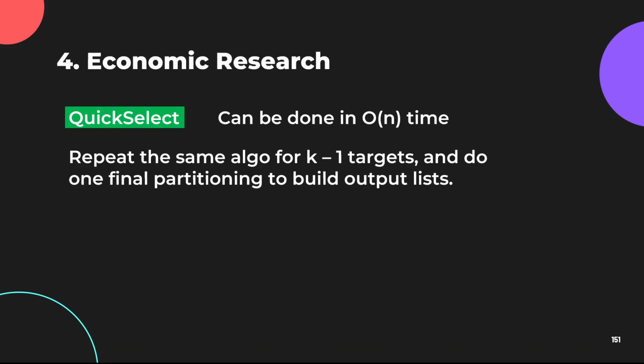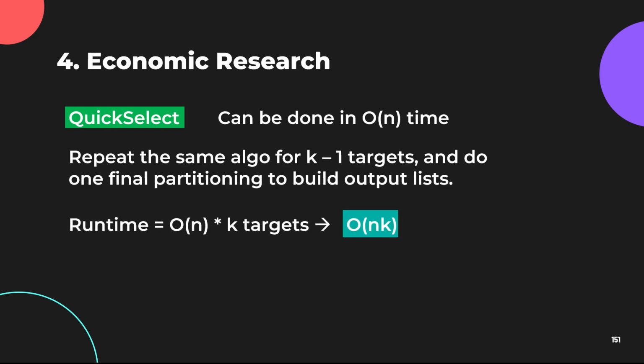Given that we now find one target, if we already know that this age group will be for one target, we can recurse on the remaining ones. One target, keep out, then recurse for k minus 1 targets. That will give us a runtime of O(nk), because we have an O(n) algorithm run k times for the k targets that we want. We have one age group, we kick it out, then we recurse on the remaining.